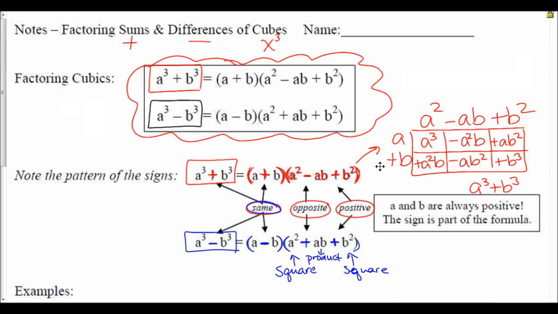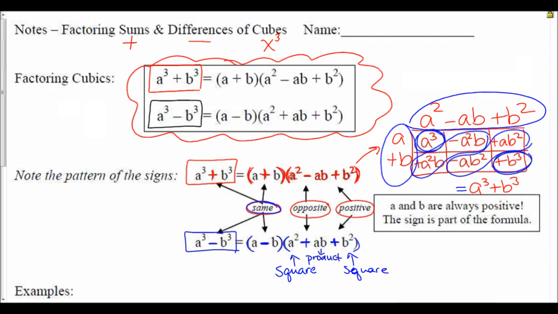So when I go to put all these things together, what I notice is I have a plus and a minus a squared b. I have a plus and a minus ab squared, and those two terms drop out. So the only thing I have left is the a cubed and the plus b cubed. So everything in the middle dropped out, and this was my product. Therefore, working backwards, these two on the outside are my factors, and that's where my formula comes from. Same thing would have worked if I did a cubed minus b cubed.